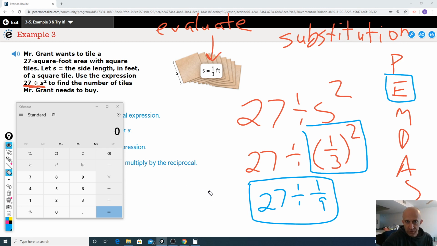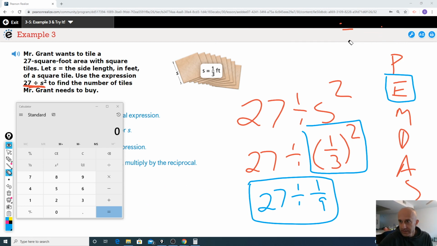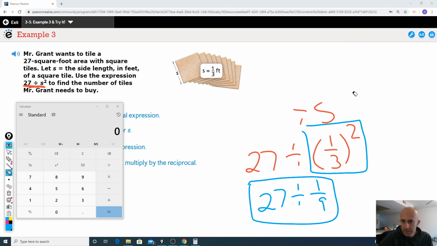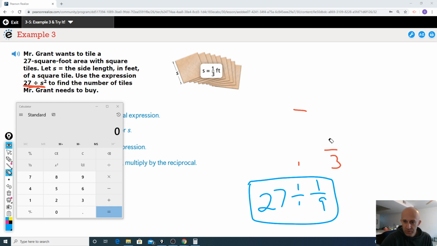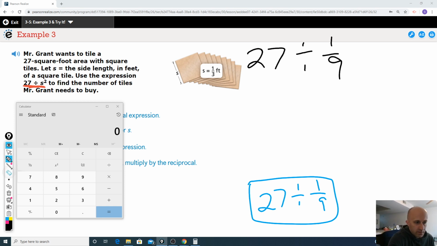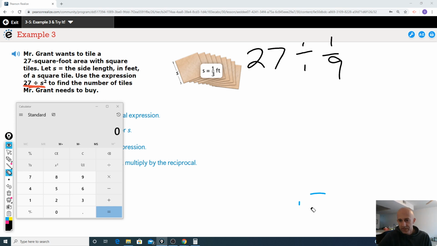Get rid of some of this extra garble off of here, just so I can get some room here. So we're at the step now where it's 27 divided by 1/9. Let me rewrite this up top. 27 divided by 1/9. So what do you think we do?